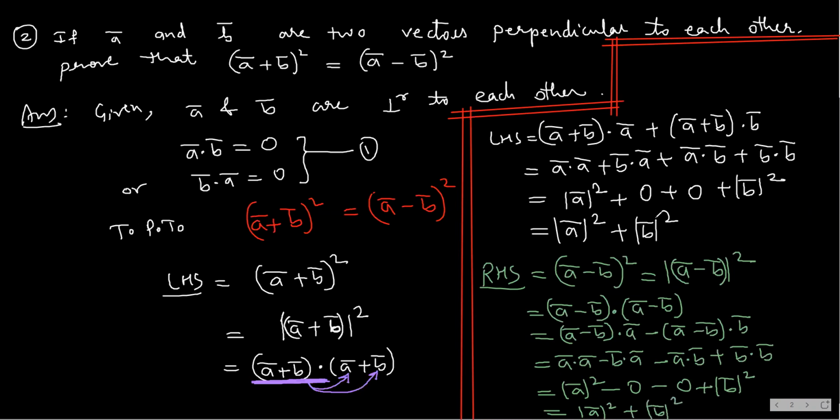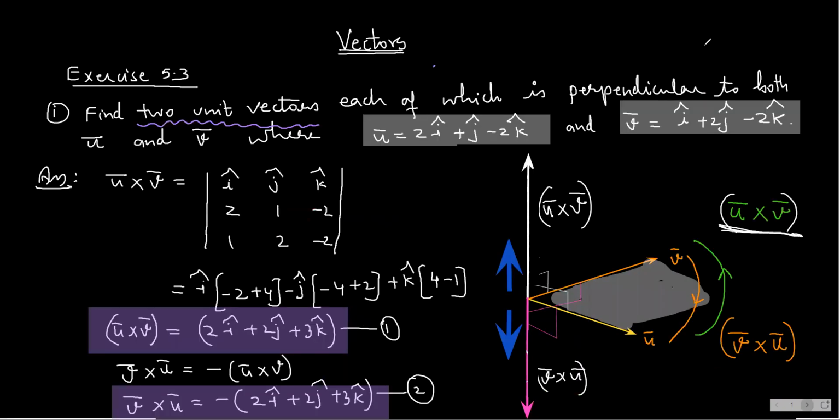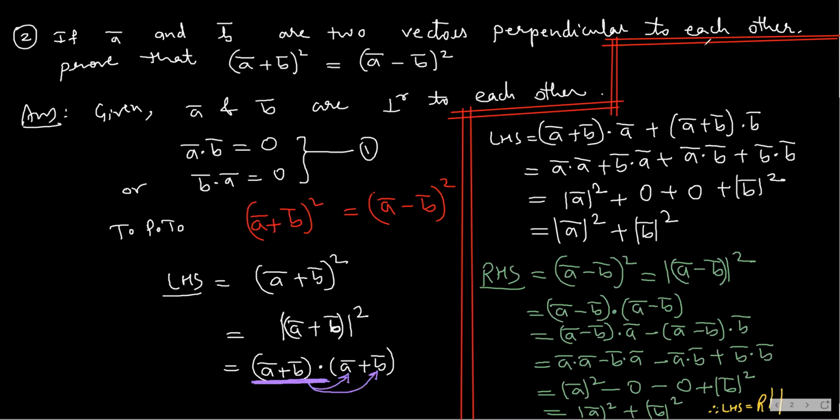Now see, what you got in the left hand side, you got the same thing in the right hand side. So what does it mean? It means that LHS equals RHS, and hence proved. Please copy this fast. So I can write here, therefore LHS equals RHS.